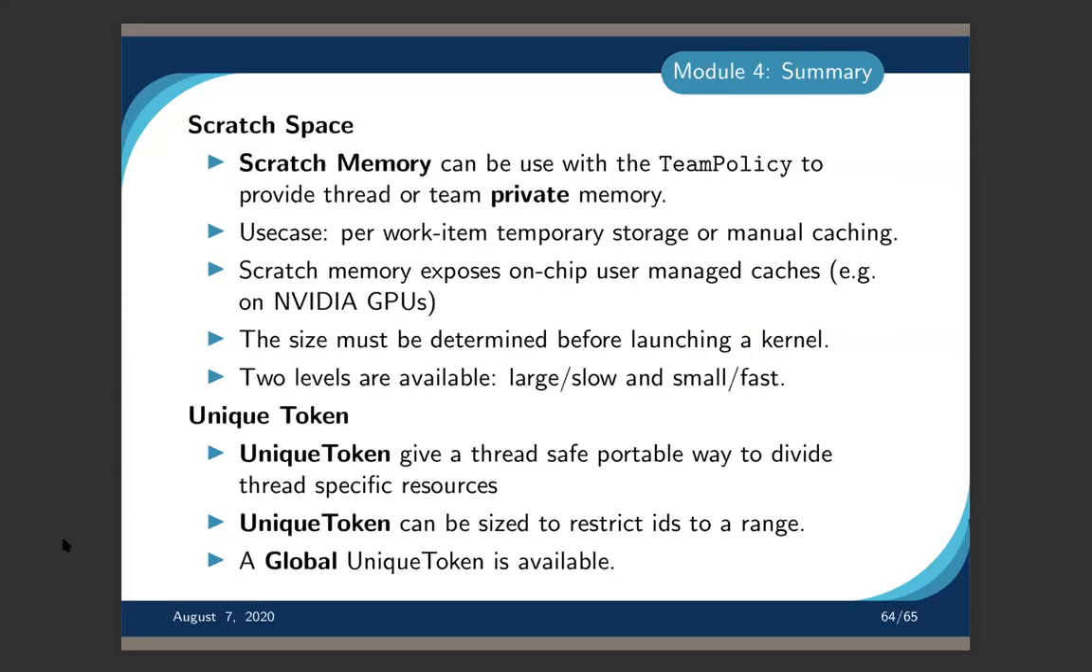Last but not least, we talked about unique token and how it gives you a thread safe and portable way to divide thread-specific resources. We talked about how you can make a sized one, which restricts the range of IDs you get back from the unique token, and how there's a global unique token, which you can use in situations where you have multiple kernels running concurrently.